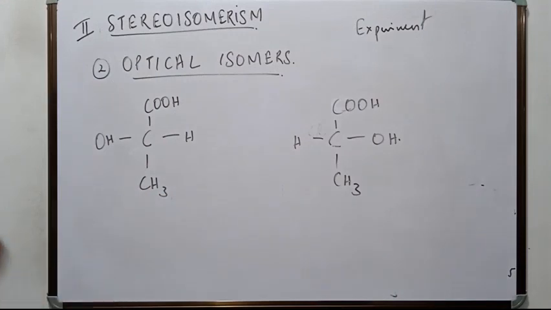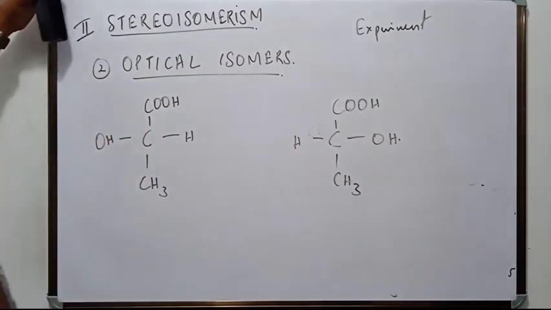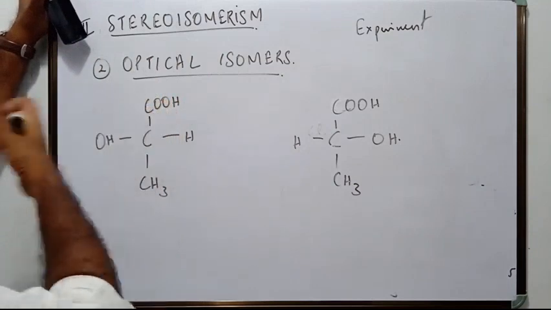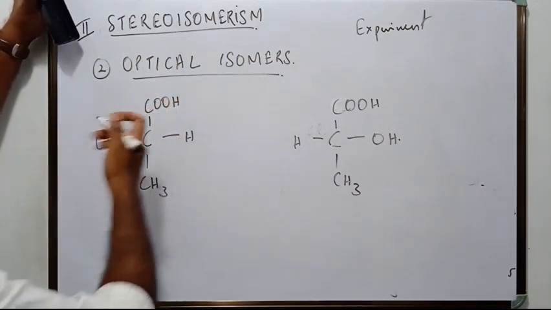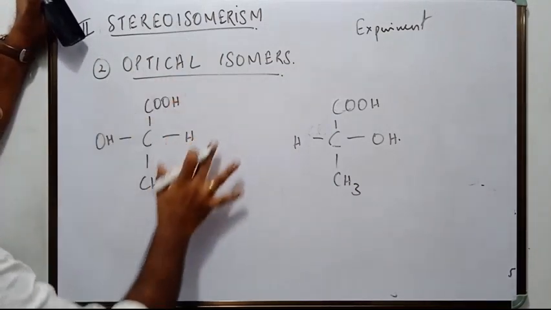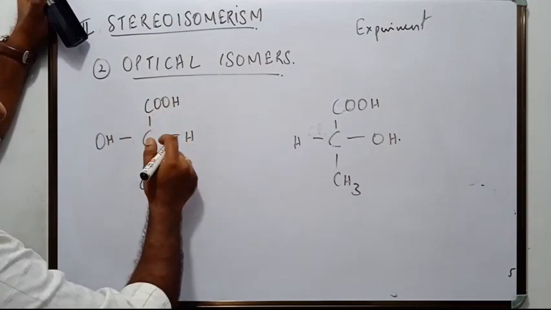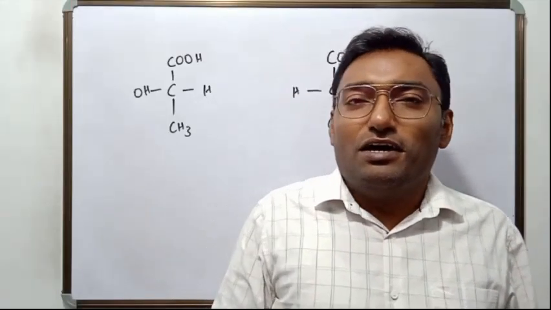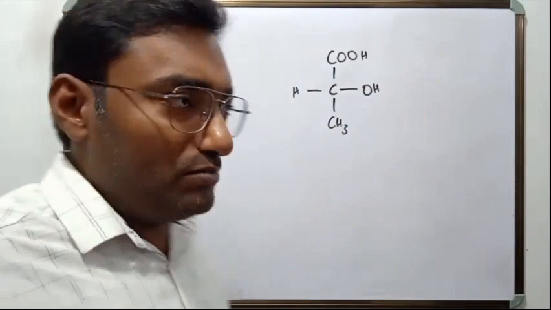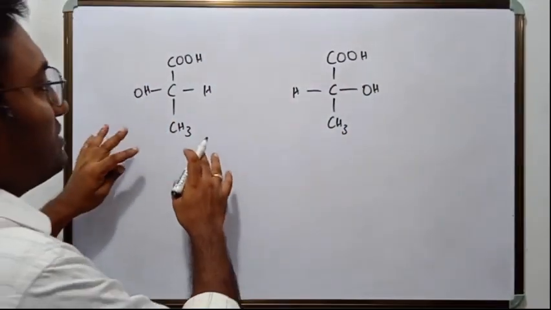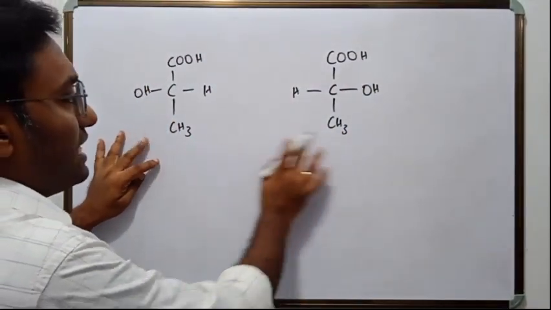However, you can determine the configuration. Okay, configuration is different. So you can determine the configuration. So if I am saying the configuration of this, let me say, pardon for the interruption. As I was saying, for optical isomers, we were seeing the example of lactic acid.